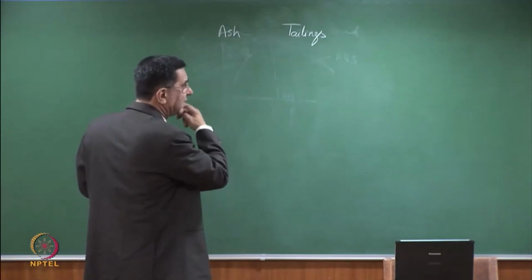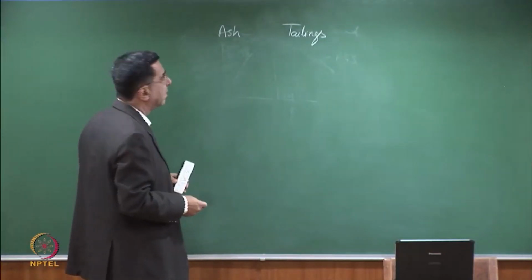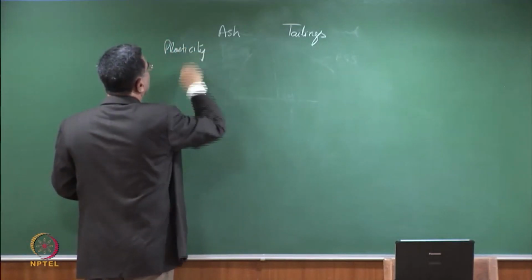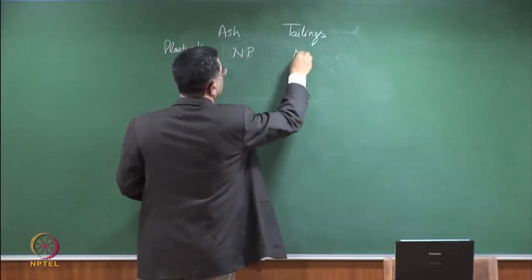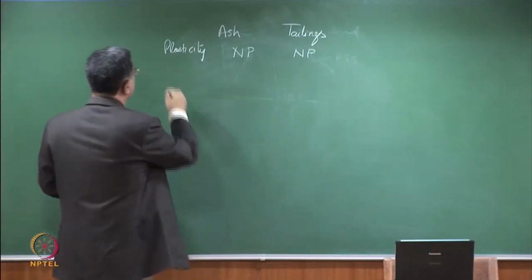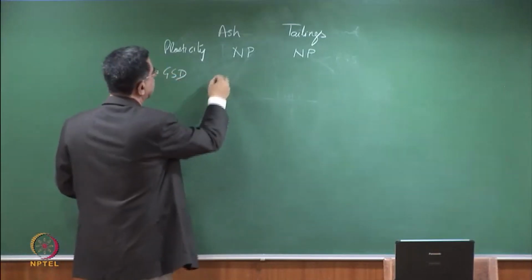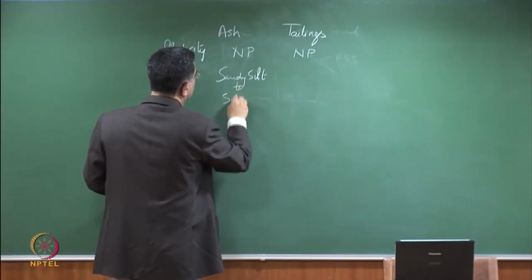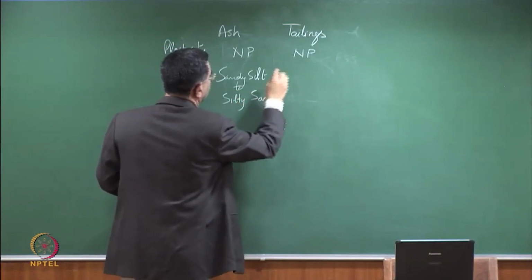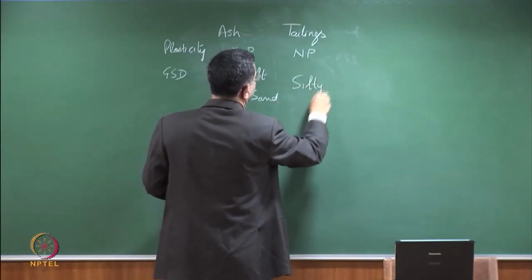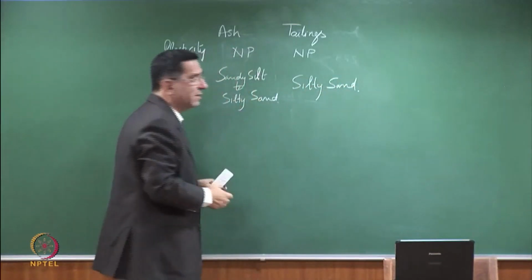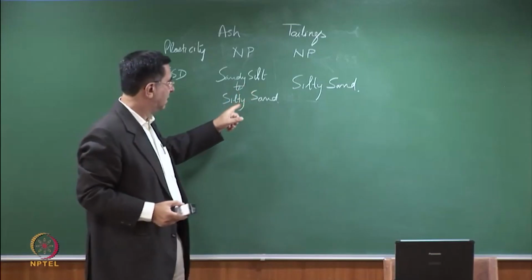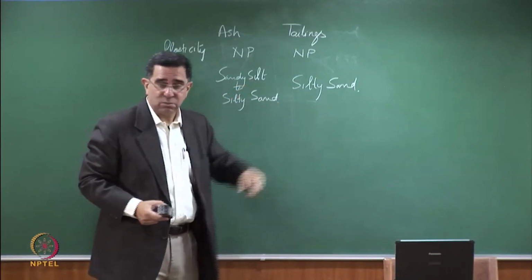But as far as ash and tailings are concerned, non-plastic. As far as grain size distribution is concerned, ash is sandy silt to silty sand, whereas tailings are normally silty sand. You do realize that in this, the second one is the predominant fraction. Sandy silt, silty sand means here silt is more, here sand is more.